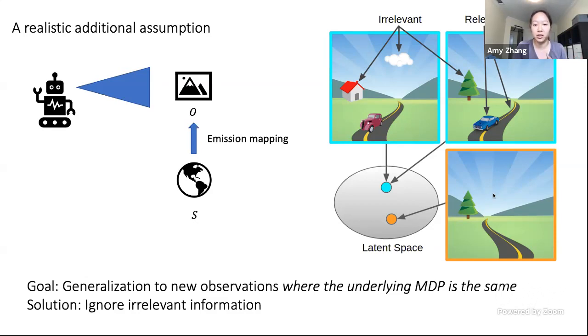Whereas if you have another image, shown in orange here, where the road shape is different but everything else looks the same, even if that irrelevant information looks very similar in terms of pixel distance, this clearly corresponds to a different state in your latent space. So it's important to think about how far away these pixel observations are in terms of their dynamics and reward, as opposed to their pixel distance. Our goal is to generalize to new observations where the underlying MDP is the same. To achieve this goal, we want to ignore irrelevant information.